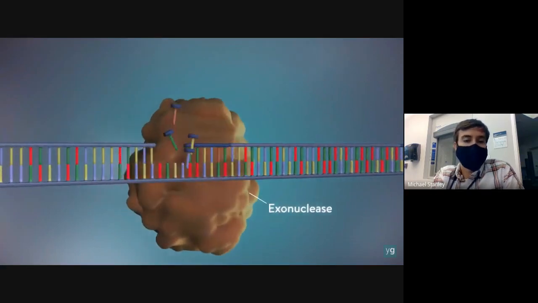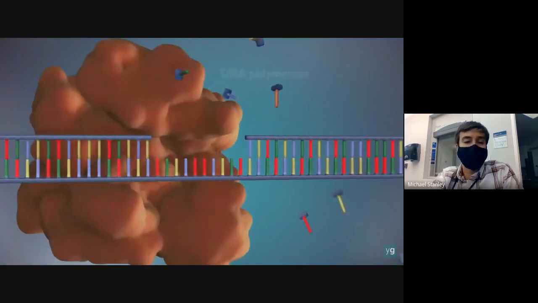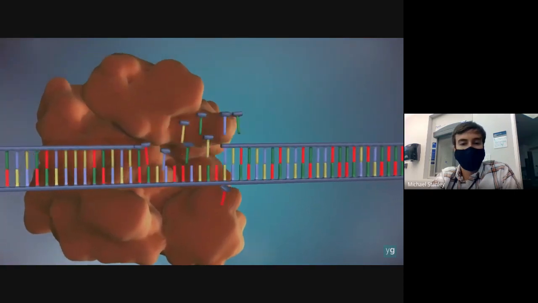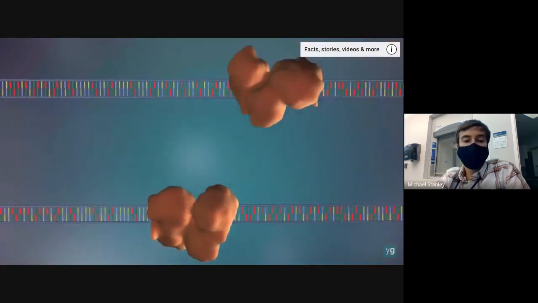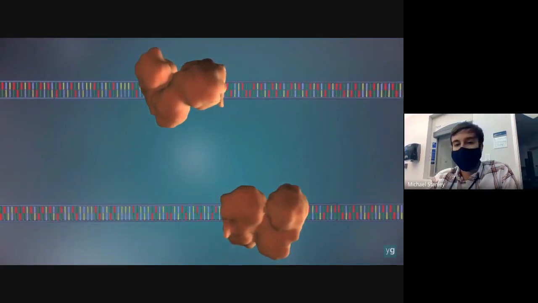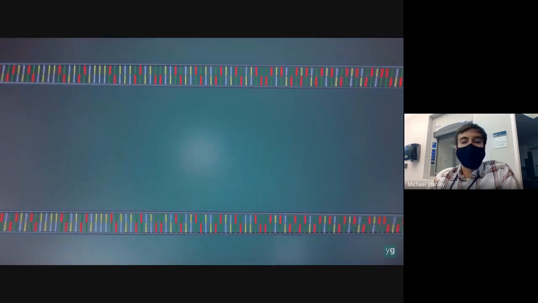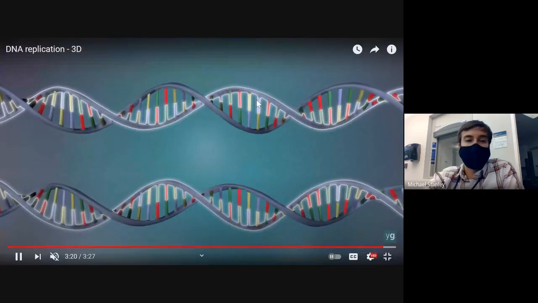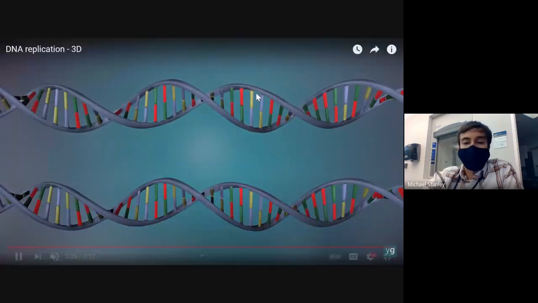Finally, polymerase 1 comes in, takes out the RNA, and replaces it with DNA. So now we have two completely identical strands of DNA, where one side of each DNA came from the original parent side, and one side of each DNA is the new DNA that we just put down.